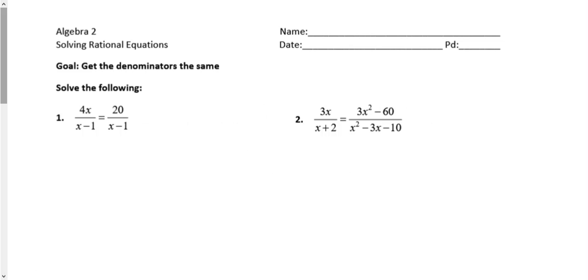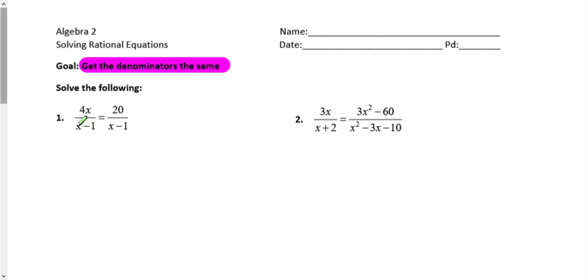Solving rational expressions in Algebra 2. So now we're going to start solving these crazy fractions. The first thing we want to remember is that our goal is to get the denominators to be the same still. So looking at number 1, I have 4x over x minus 1 equals 20 over x minus 1.